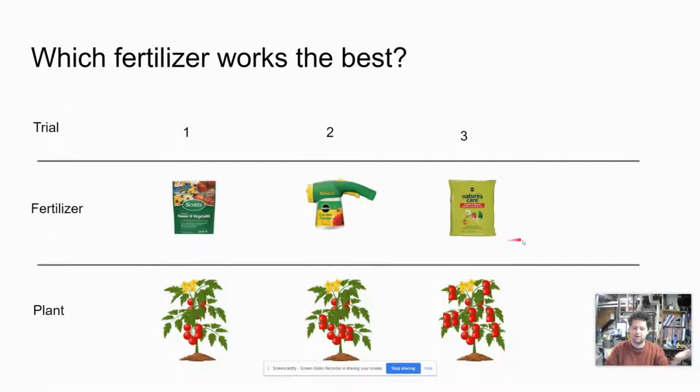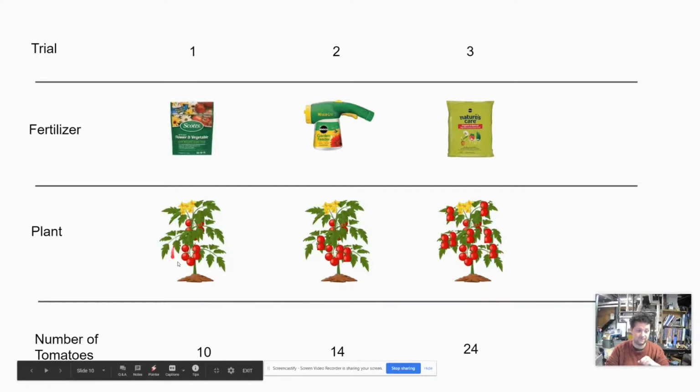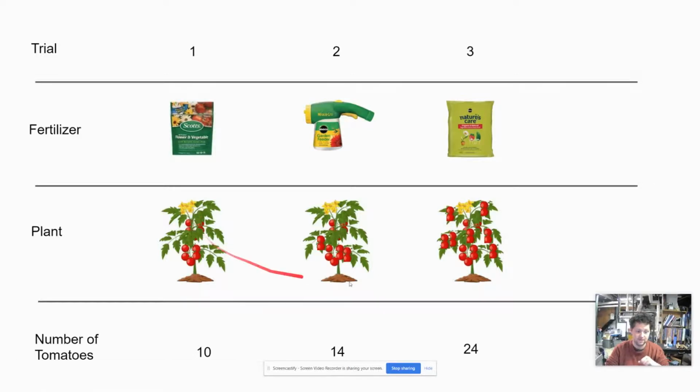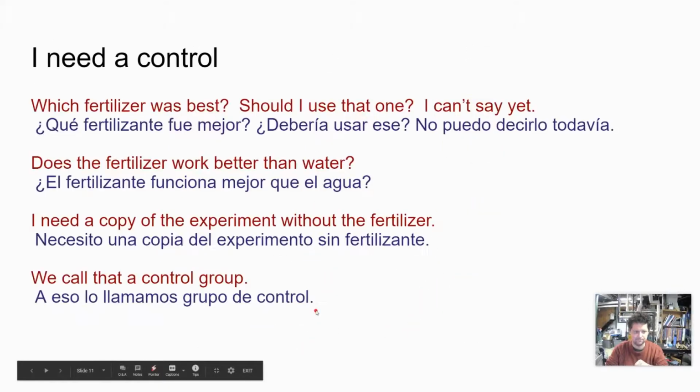So how do I figure out which fertilizer works best? I'm going to have to count those tomatoes. And when I count these, I've got 5 up front and 5 in the back. And then this one has 14, and this one has 24 tomatoes. So I've added those numbers down here, 10 and 14 and 24. And so as I measure these tomatoes, I can count how many there were on each one.